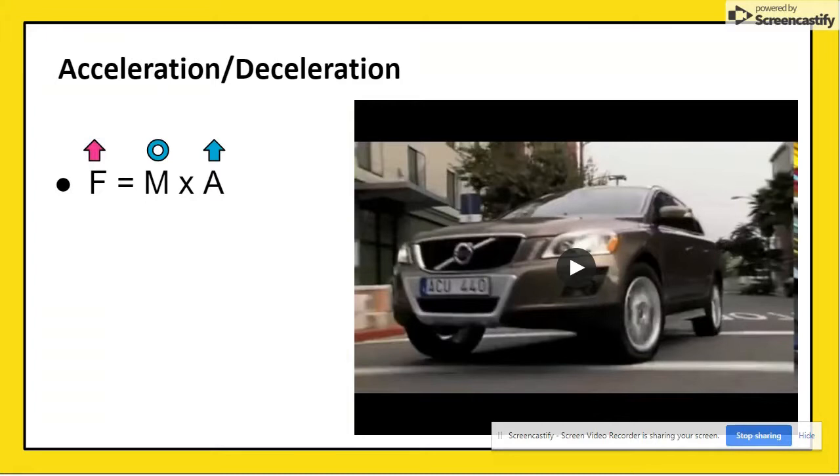In the example of the shopping cart, if you push with the same amount of force, but the mass of the cart is increased, then the acceleration of the cart will be less.